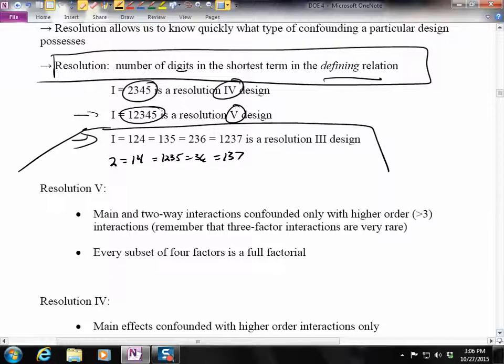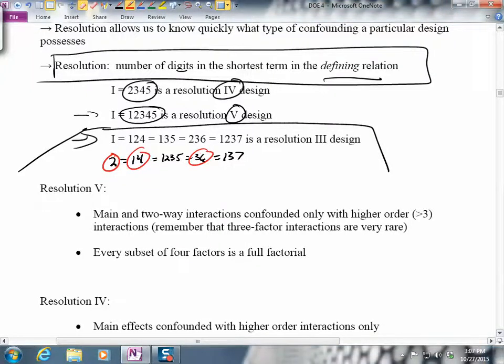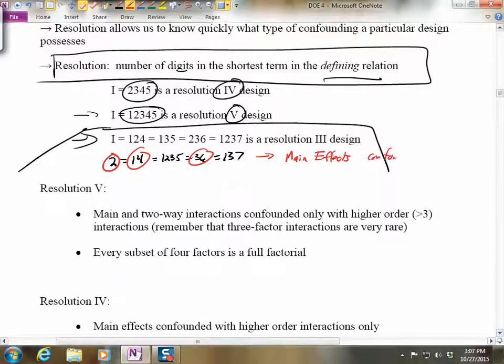And what are the important ones that we want to keep track of? What are the important effects? Main effects and two-way interactions. So in a resolution 3 design, we could summarize, and this is true for all resolution 3 designs, main effects confounded with two-way interactions.